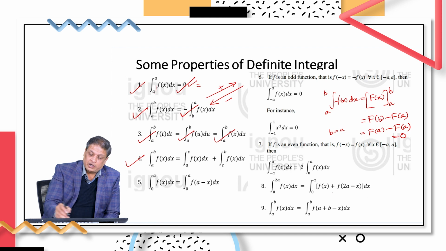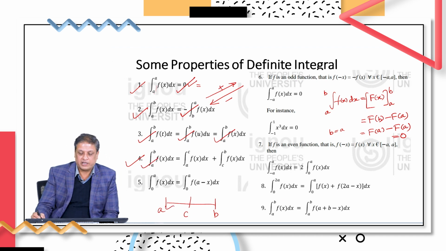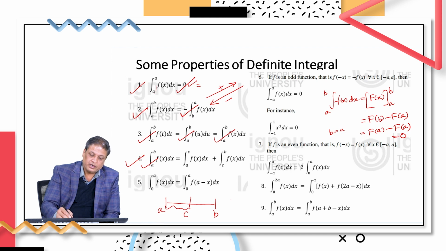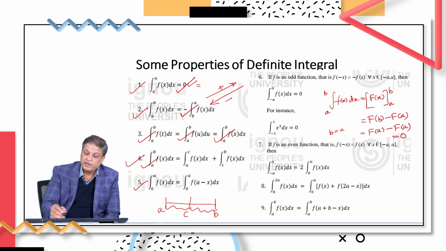Similarly, if you break the limit between a and b into the subintervals a to c and c to b, then you can rewrite the integral a to b f(x) dx as the integral a to c f(x) dx plus the integral c to b f(x) dx, and the integral of 0 to a f(x) dx is equal to the integral 0 to a f(a minus x) dx.